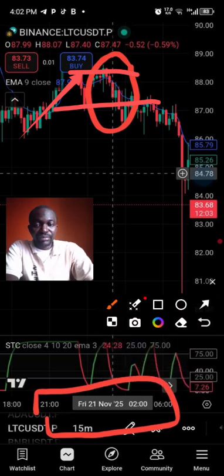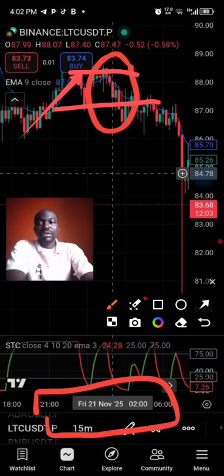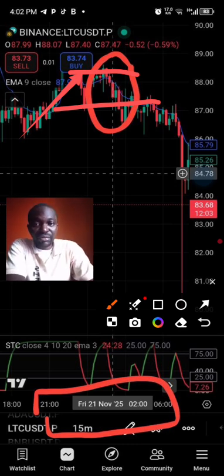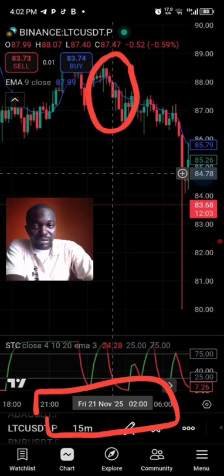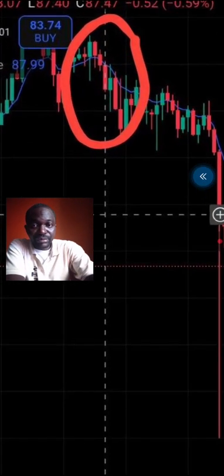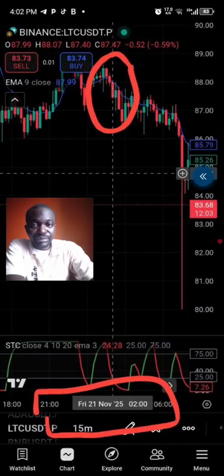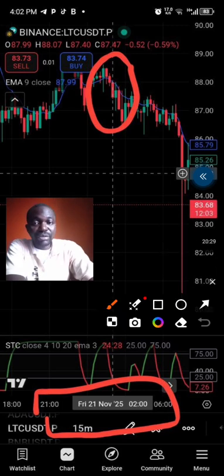That notification is Friday the 21st, exactly like the last signal we just looked at, of November 2025. And if you look closely, you spot the 3 white soldiers. Look at it very well. 1, 2, 3. That's the 3 white soldiers. Like I've said in our previous video, that is the pattern that all traders should be looking out for, that indicates a movement in a certain direction. So that's the 3 white soldiers.